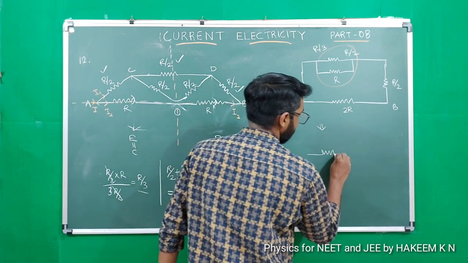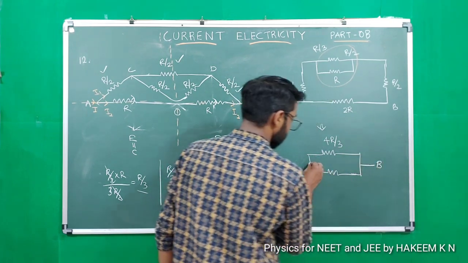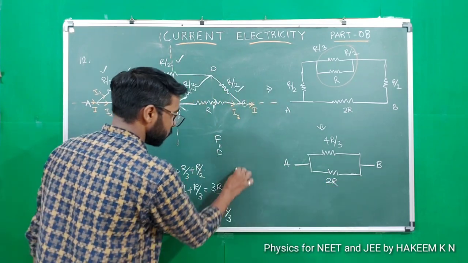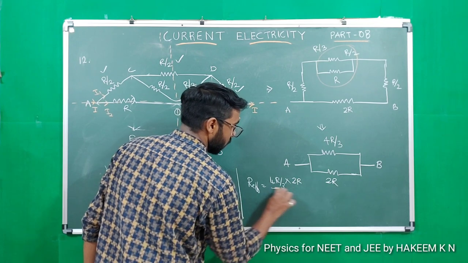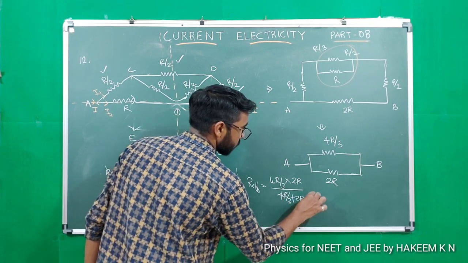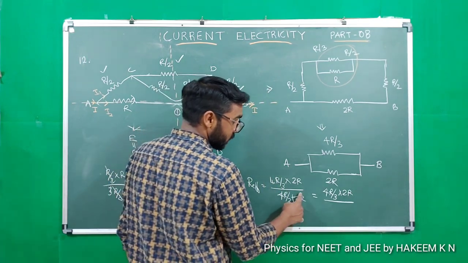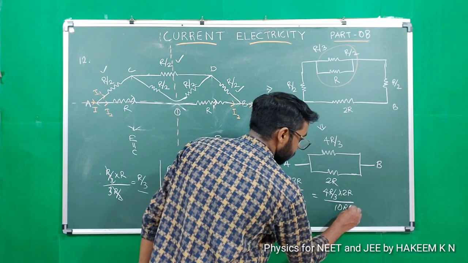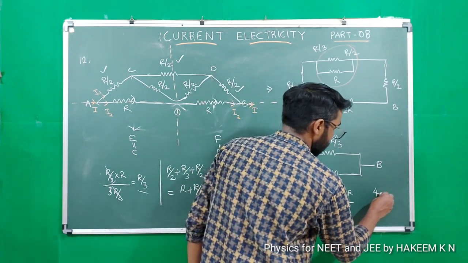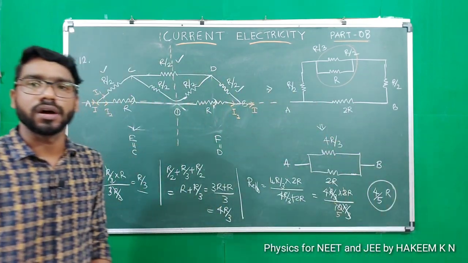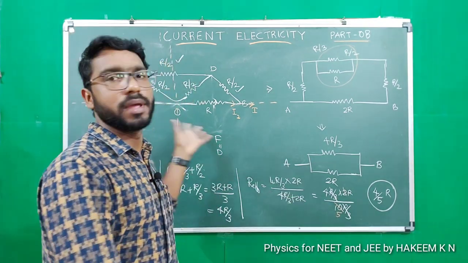Then drawing the equivalent network: 4R by 3 on the top and 2R at the bottom. Now how to find final effective? R1 R2 by R1 plus R2: 4R by 3 into 2R divided by 4R by 3 plus 2R. So 4R by 3 into 2R divided by 4R plus 3 into 2, 6R, 10R by 3. R by 3 cancelled, 2 and 10 cancelling, we will get 5 at the bottom. Final answer is 4R by 5. So in the same question, we applied folding symmetry first, then we applied mirror symmetry.